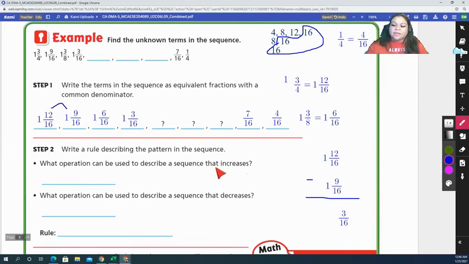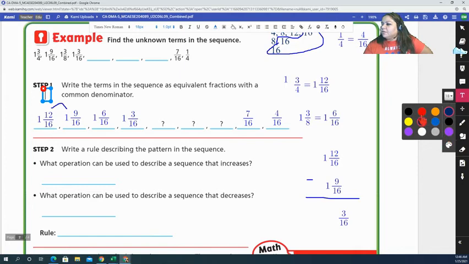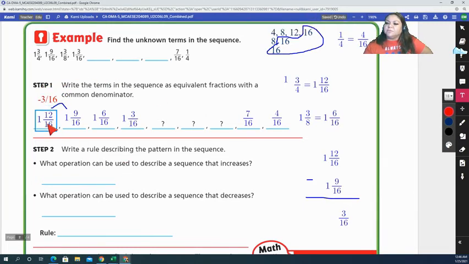Now, here's where I need to think. Will I be adding or subtracting? From 12/16 to 9/16, did I go up or down? If I went up, I will be adding. If I'm going down, then I'm subtracting, right? So because I'm going down, in this case, I will be subtracting. So I'm going to write it in another color, in red. Minus 3/16. Okay, so from term 1 to term 2, I went down 3/16.